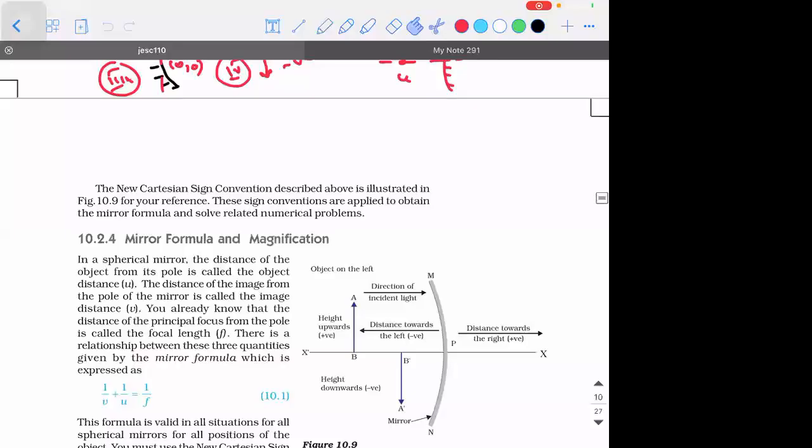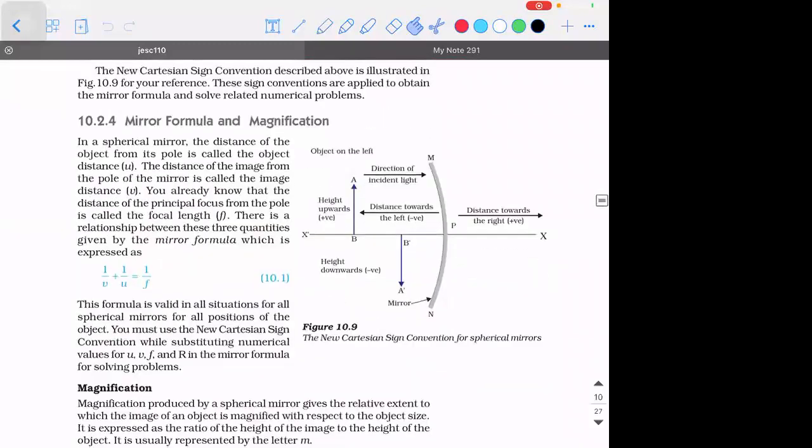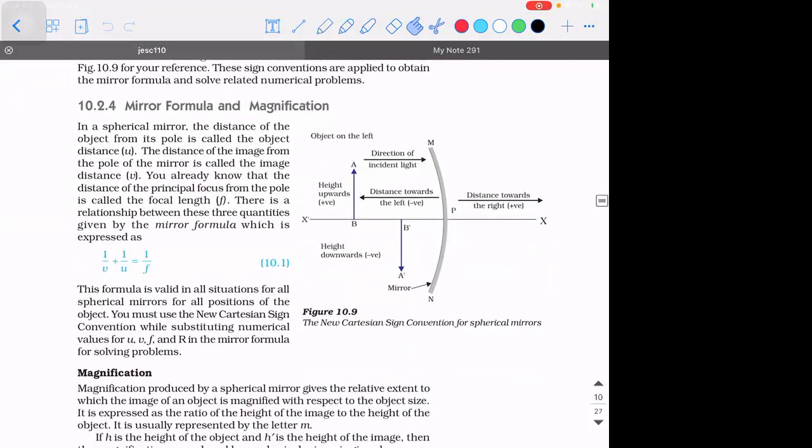So I hope everybody will use the mirror formula, the magnification, all those things, right? So what is the formula? What is the expression for the mirror formula? If I ask you to give a definition for the mirror formula, how would you define it? It is a mathematical expression which gives a relation between what all parameters? Between the image distance, object distance, and the focal length.